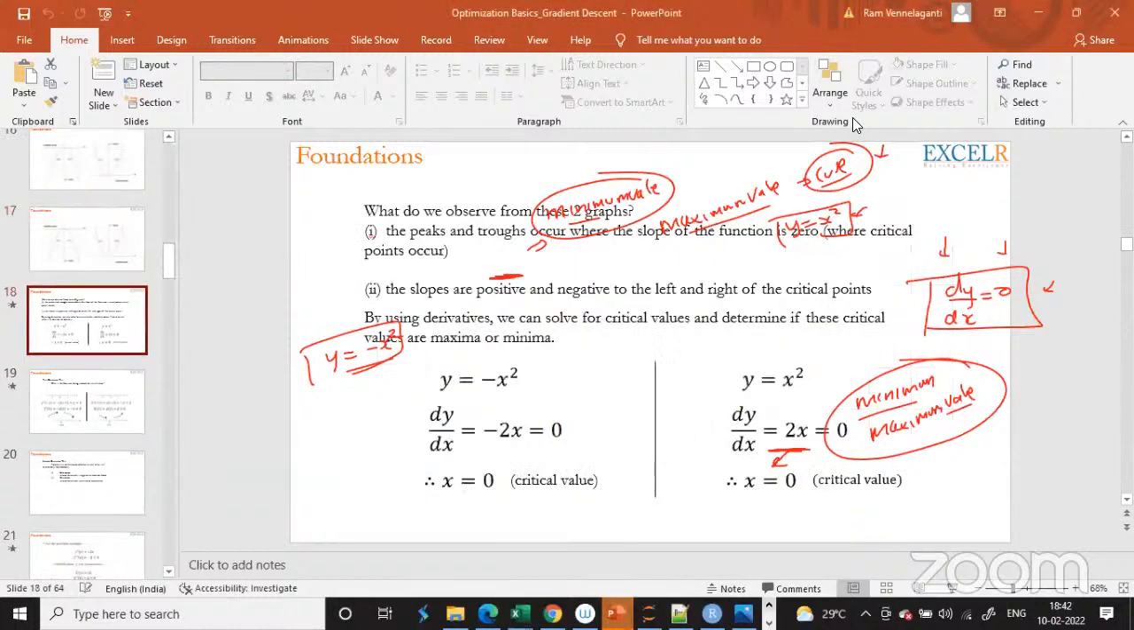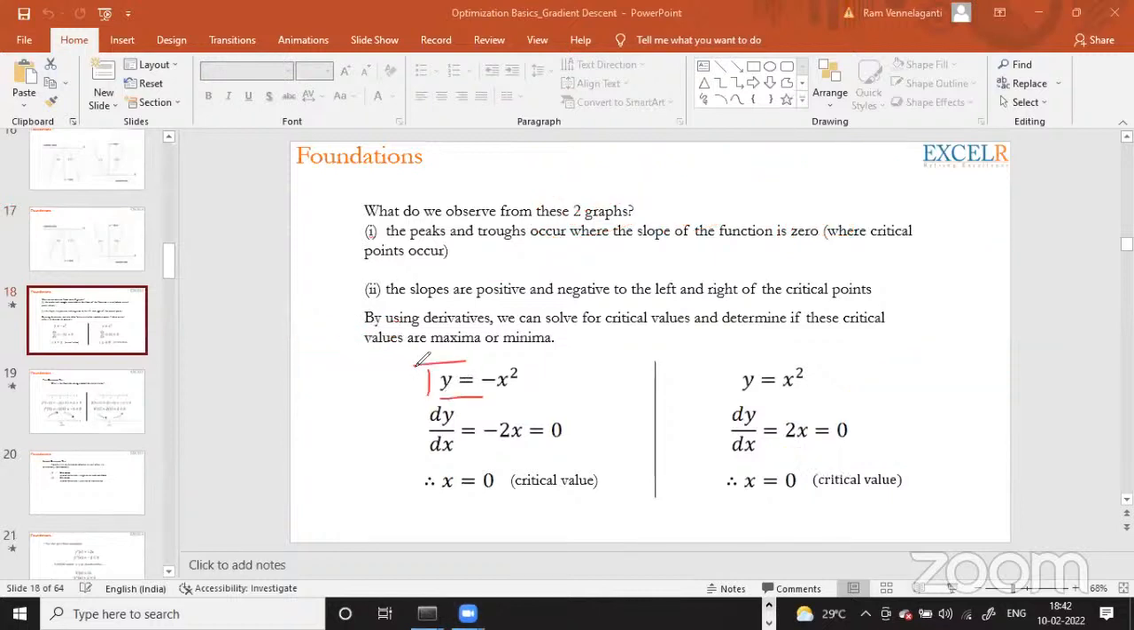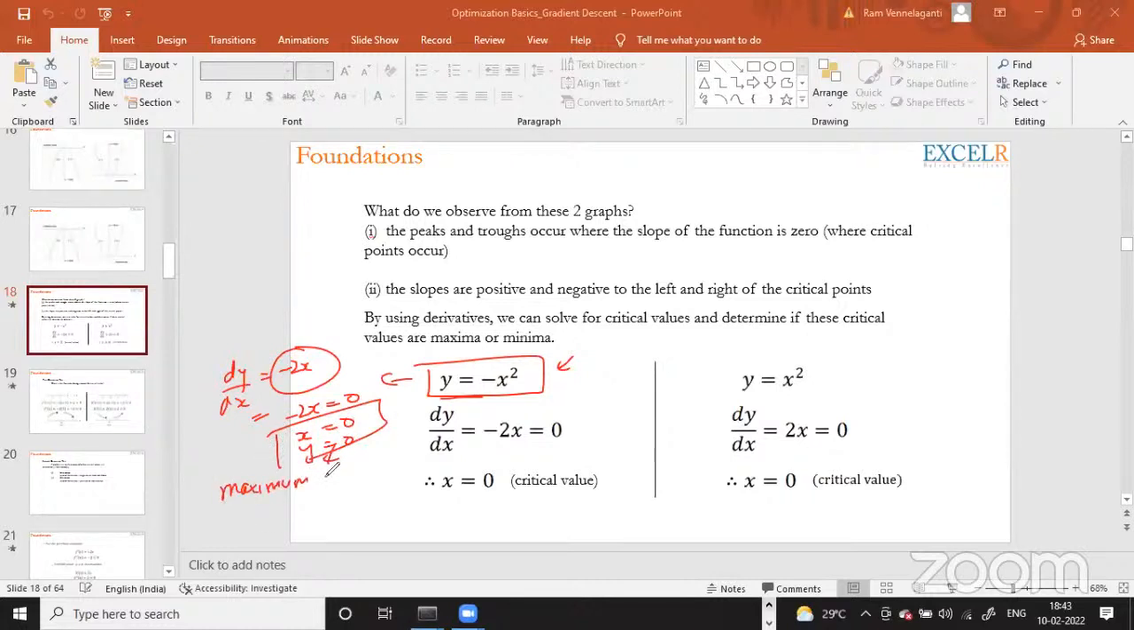So first, let us try to understand your curve. Y is equal to minus x square. If you take the first differential, what will happen? Dy by dx is equal to minus 2x. Equate this to 0. What is the value of x? 0. What is the value of y? 0. So this is the maximum value of your curve. This is the maximum value (0, 0) for your curve y is equal to minus x square.